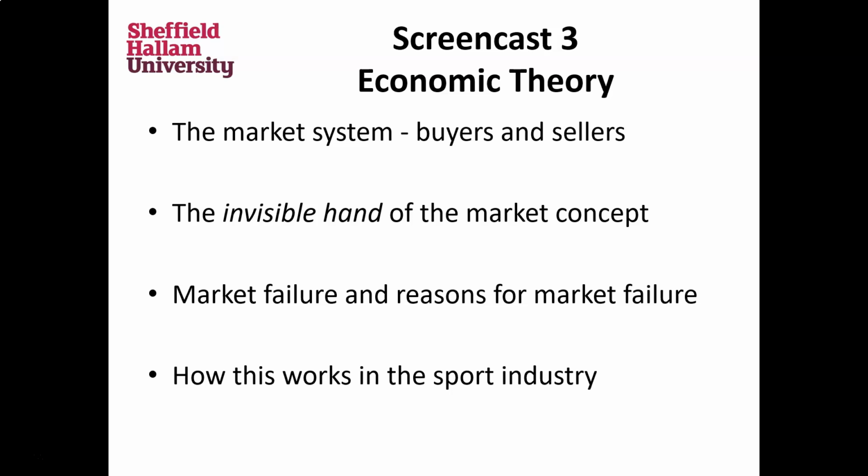the market concept. And the reason we talk about this is that subscribers to the concept of the invisible hand of the market are those who subscribe to low levels of government intervention, who say that governments generally, as a rule, should not get involved in markets or should minimise their involvements in markets.